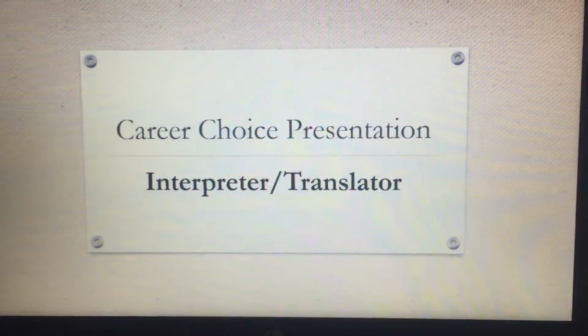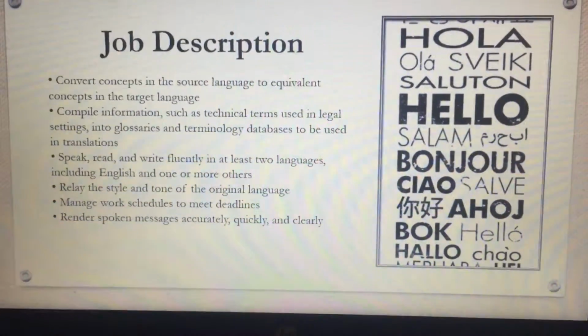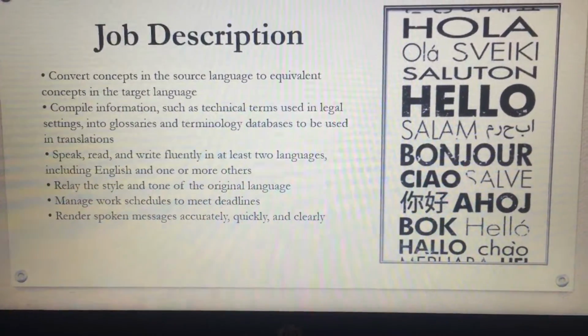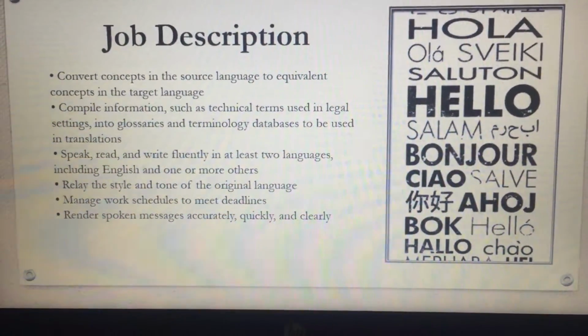Career choice presentation, interpreter translator. Job description. Convert concepts in the source language to equivalent concepts in the target language.